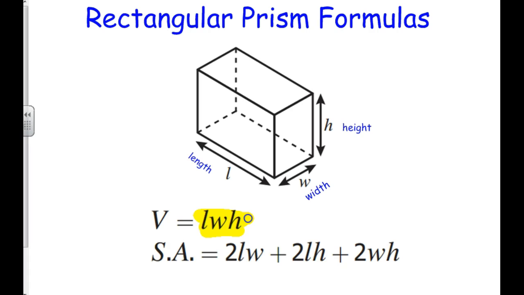For surface area, we have to do 2 times the length times the width, plus 2 times length times height, plus 2 times width times height. And we're going to be writing down these formulas when we're doing the surface area and the volume problems. Okay, so make sure you have these copied down before you move on.